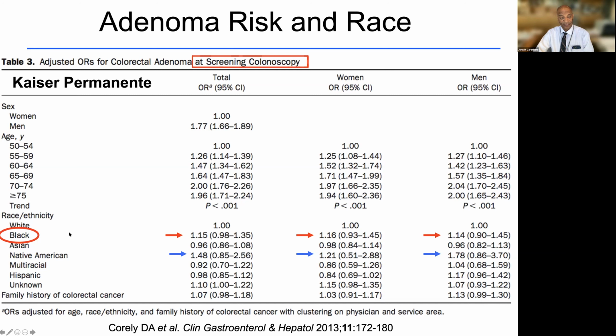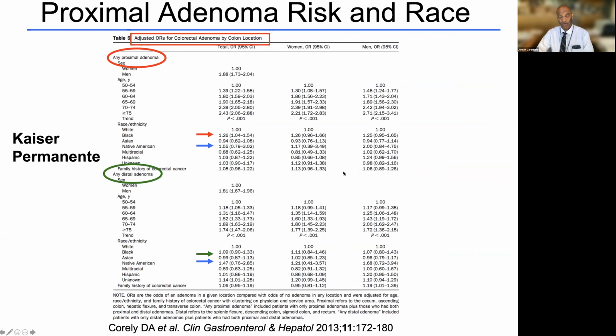If you look at race, taking whites as 1, Blacks had a 15% higher risk overall for having high-risk adenomas, as did Native Americans at 48% increased risk, and that varied between whether you're a woman or a male. Another thing to show is that the site of the adenoma is different and puts you at different risk. The reason why this is important is because right-sided or proximal adenomas in cancers are slightly harder to detect, even at the best test, which is colonoscopy.